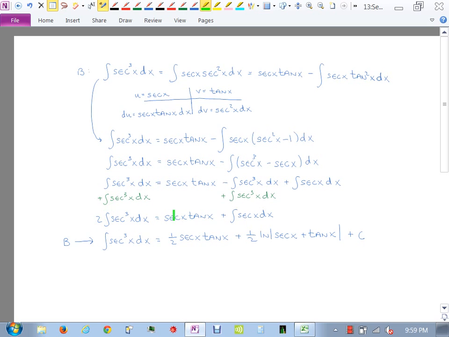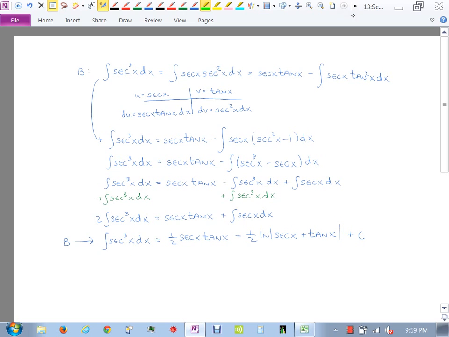Over here I've got my u v, and then I have this secant x that was still here. The antiderivative of secant x dx is going to be this. That was a formula. And then I divide both sides by 2 to get this. So my secant cubed x dx here, this integral, turns out to be this.